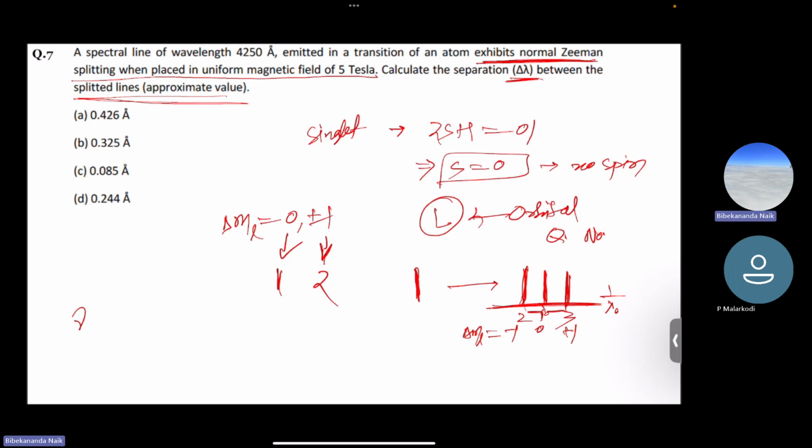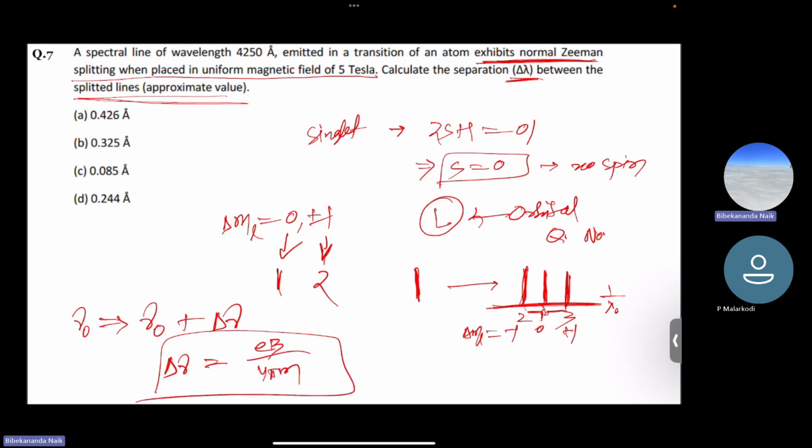But if you consider it in terms of frequency, the original frequency changes into nu 0 plus delta nu, and the delta nu value, as I discussed at the beginning of the session, comes out to be eB by 4 pi m. This is the same frequency, if you remember, as the Larmor precession, because in Larmor precession also the orbital motion was considered. So here also the shift in frequency is eB by 4 pi m.